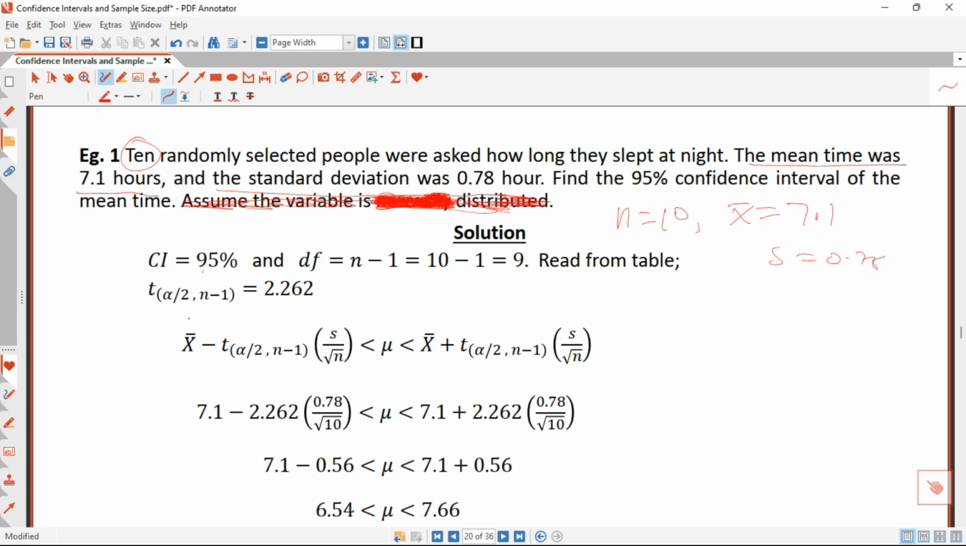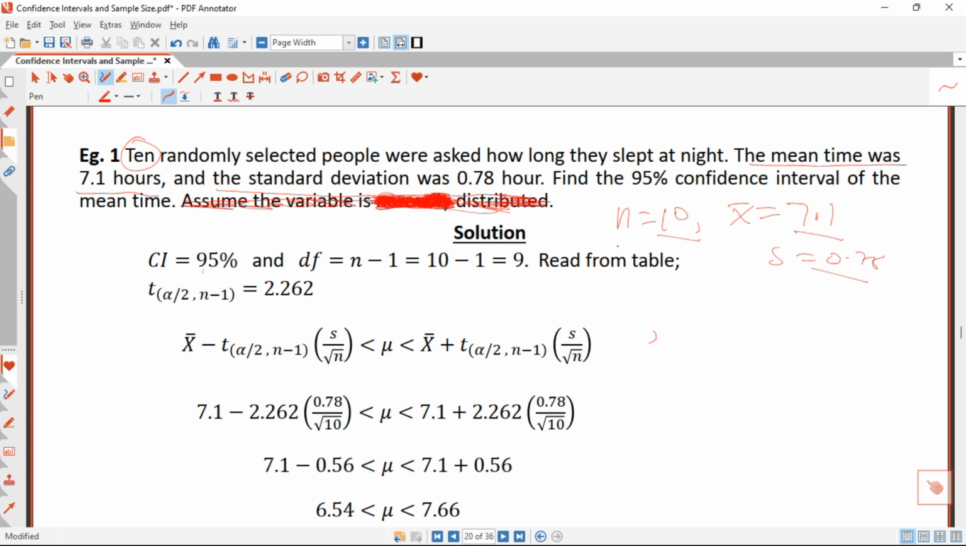Right? So we know that the confidence interval for a small sample is given by x bar minus t subscript alpha divided by 2, n minus 1 times s divided by square root of n, less than mu, less than x bar plus t subscript alpha divided by 2, n minus 1 times s divided by square root of n. Right? So this is what we have for the confidence interval. Here we have our x bar to be 7.1, we have our s to be 0.78, and we have our n to be 10. We are left with t subscript alpha divided by 2, n minus 1. That is what we are going to look for.